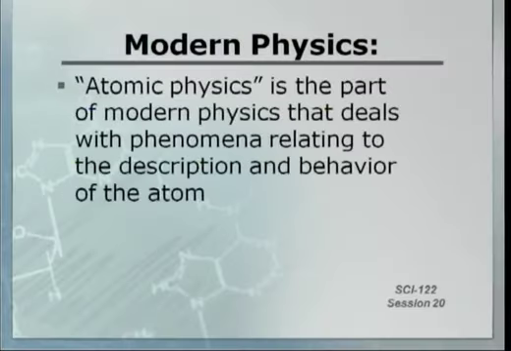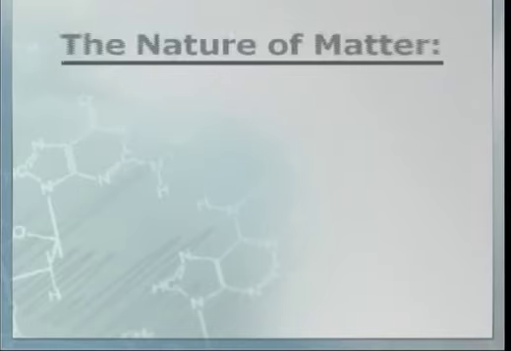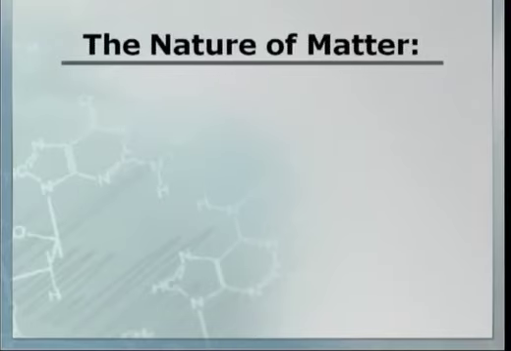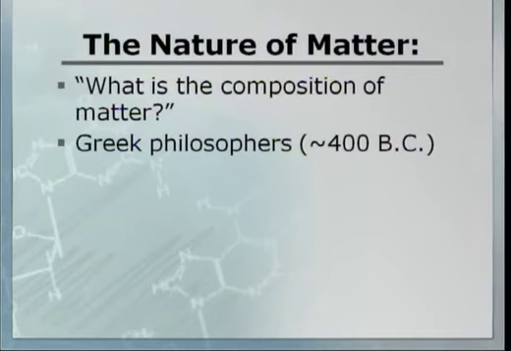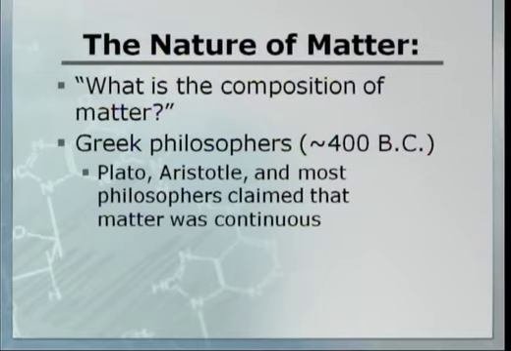So let's take a look at a very specific study in modern physics. The study of atomic physics, for example, is a part of modern physics that deals with phenomena relating to the description and behavior of the atom. Now, of course, in understanding the atom, what we're really asking for is an understanding of the nature of matter. What is it that makes up matter? And so the composition of matter is the question that a lot of people had asked in the past. And probably one of the first documented discussions of what matter was probably dates back to the early Greeks. So some Greek philosophers, for example, approximately 400 BC, asked the same question: what is the composition of matter?